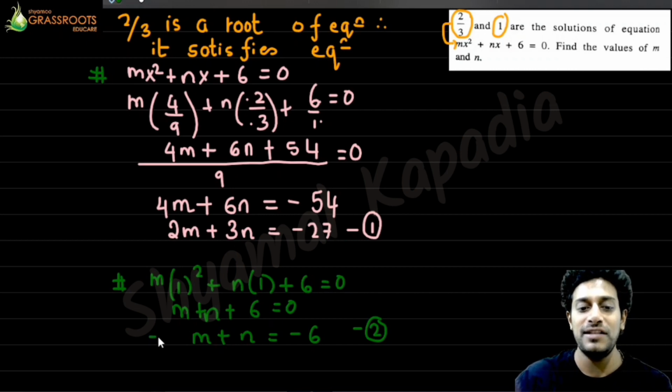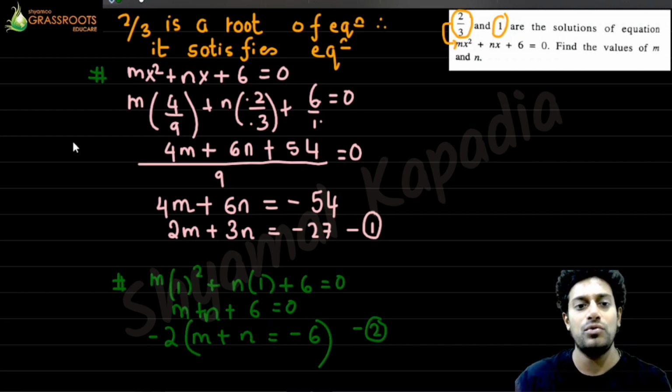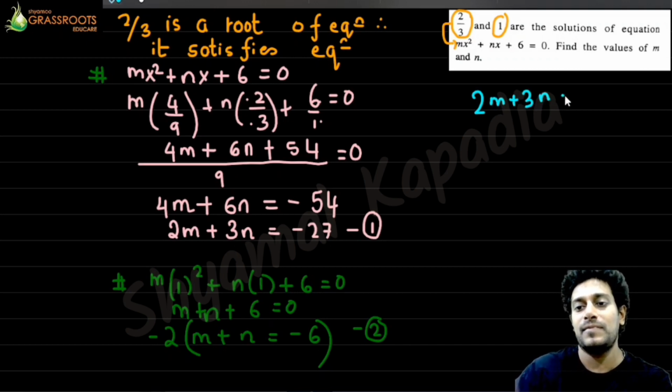Solve them simultaneously. You can multiply this by minus 2. Poore equation ko minus 2 se multiply karo, theek hai? So let's take blue here. So I get 2m plus 3n is equals to minus 27, and minus 2m, when you multiply by minus 2, minus 2n is equals to plus 12.